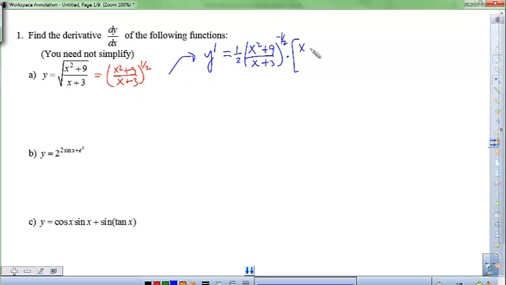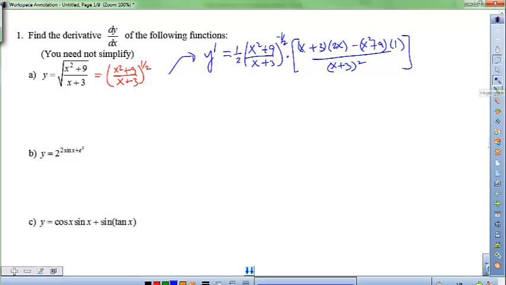So the quotient rule is the low times the derivative of the high term, minus the high term times the derivative of the low term, all over x plus 3 squared. So this would be your answer, and when they say don't simplify, it would be nice not to simplify.